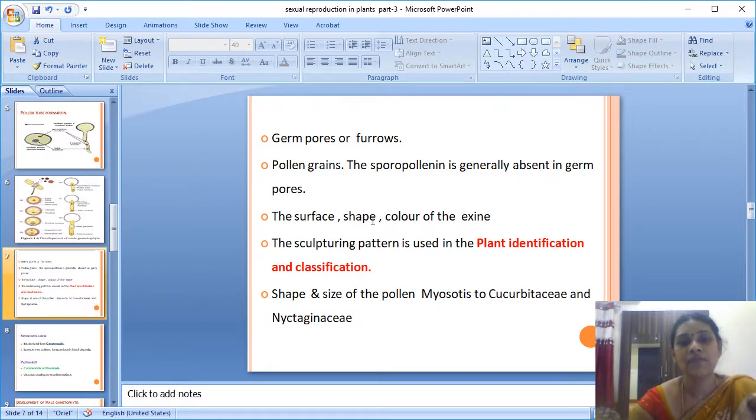The surface and shape of the exine. The surface of the exine layer, if you see, may be smooth or sculptured. Sculptured means somewhat rough in condition. It may be rod-like, wart-like, or punctate. So this is the surface of the exine they are explaining. Then the shape: the shape of the exine layer of the pollen may be falciform, globose, ellipsoid, or crescent shaped.